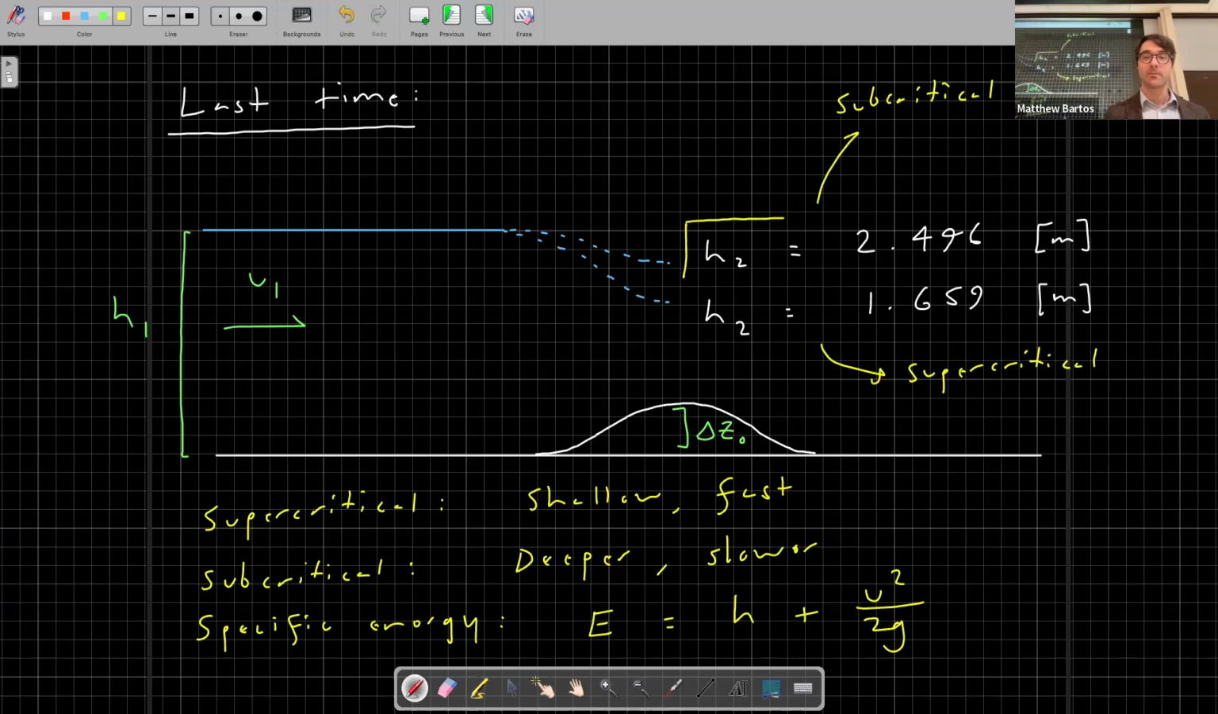2.496. So the water surface elevation will decrease from 3 feet to 2.496 plus the bottom height of the ridge, which is 0.3. So the actual water surface elevation will decrease to about 2.8. It went from subcritical to subcritical.